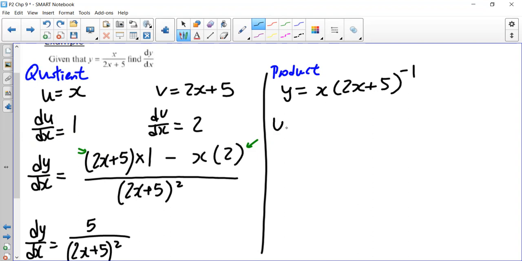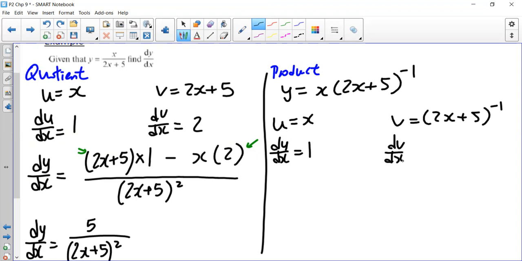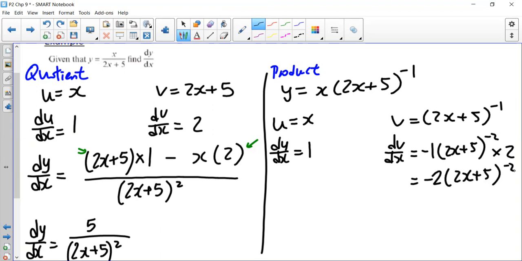Right, so product rule. So u is x and v is 2x plus 5 to the power of minus 1. du by dx is 1. dv by dx, chain rule. To differentiate power of minus 1, differentiate from the outside to the inside. Differentiating outside is take the power down. Power of minus 1 becomes minus 2. Times inside, 2x plus 5, is 2. That gives you negative 2, 2x plus 5 to the power of minus 2.